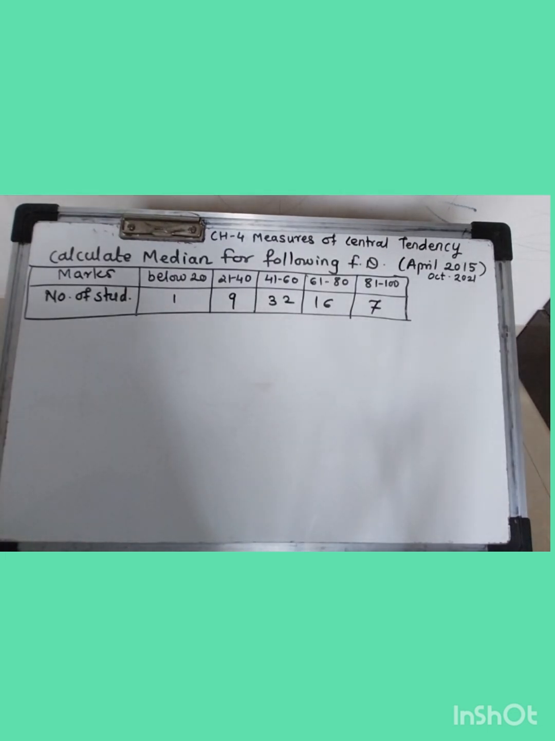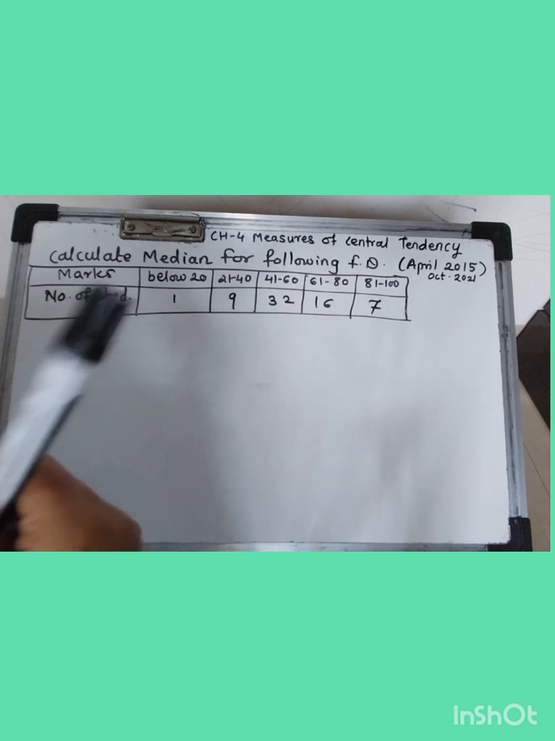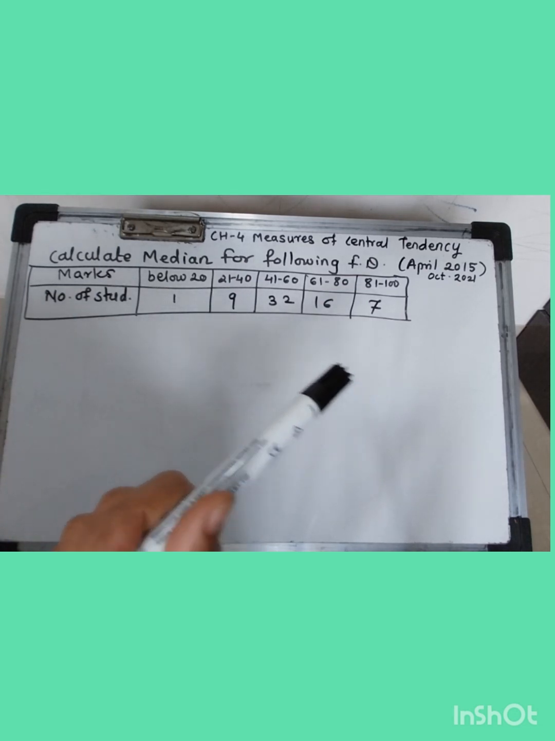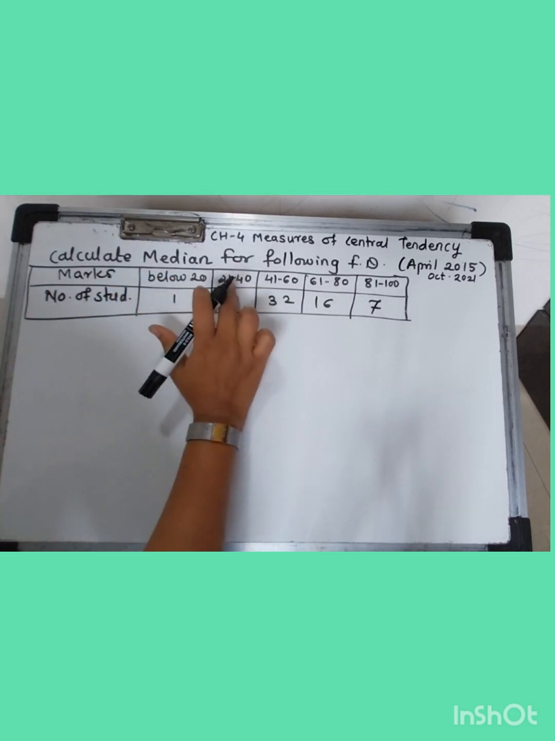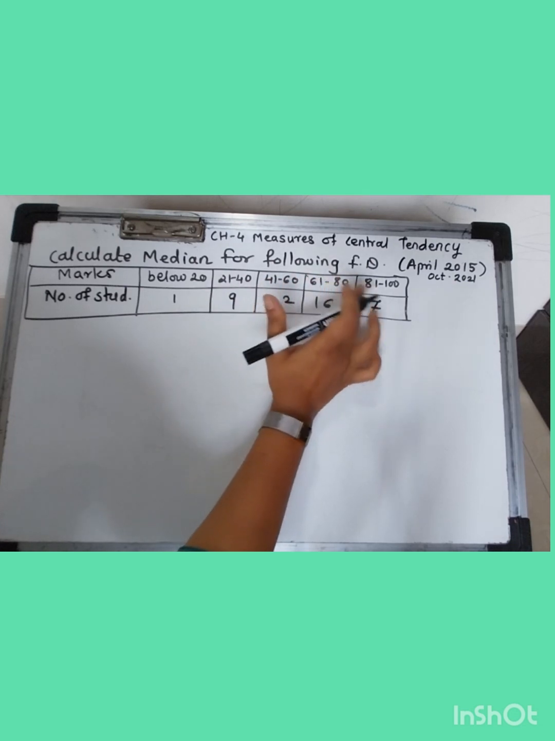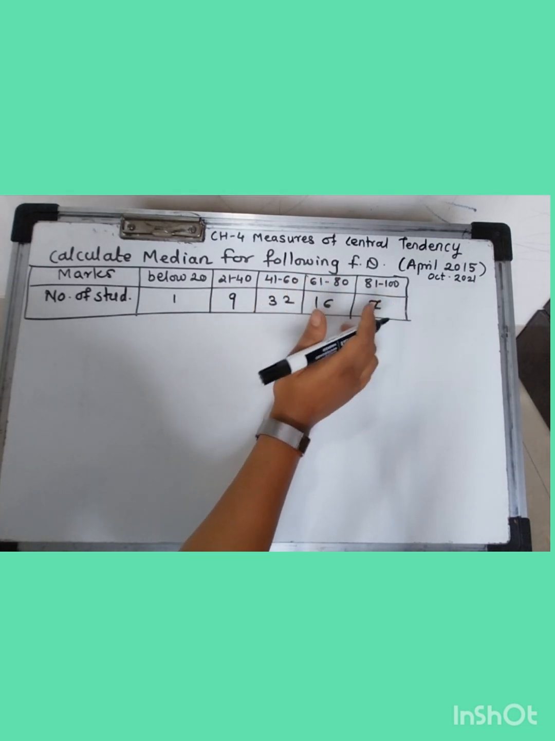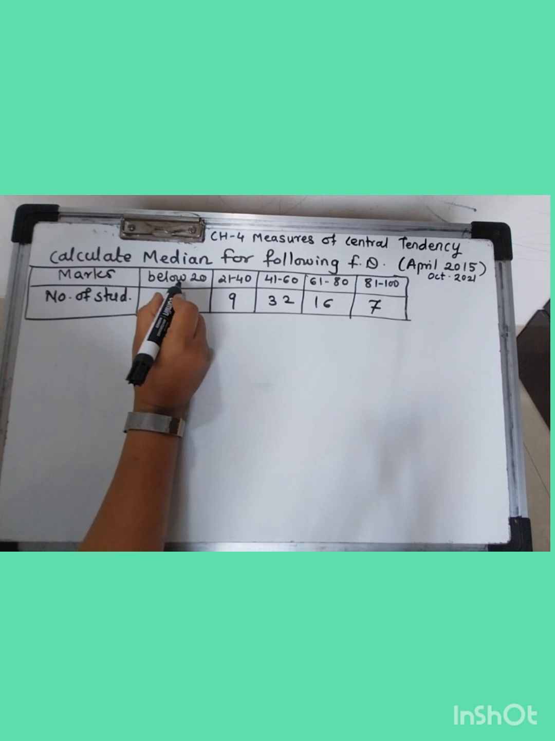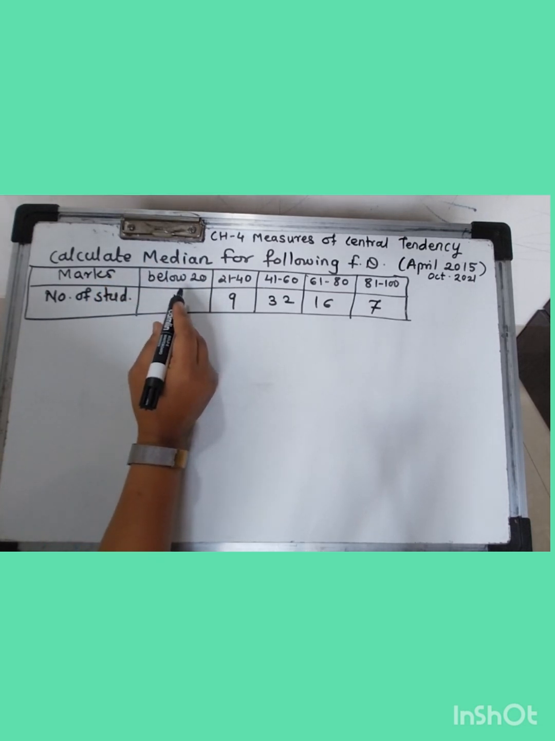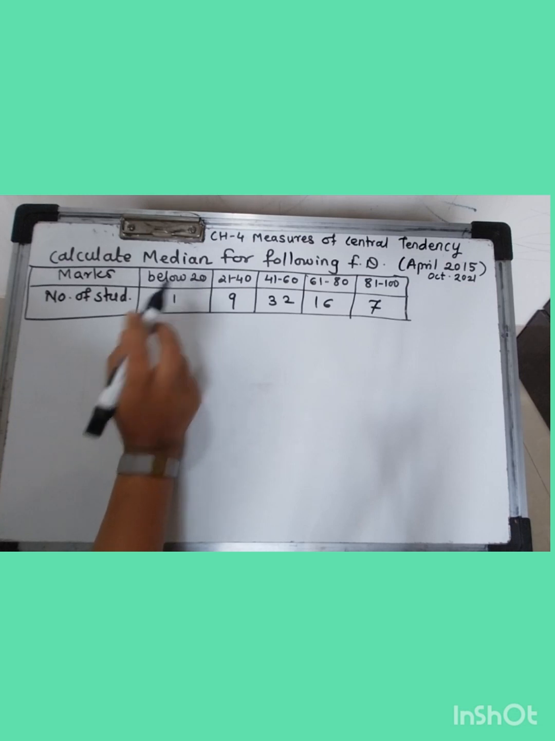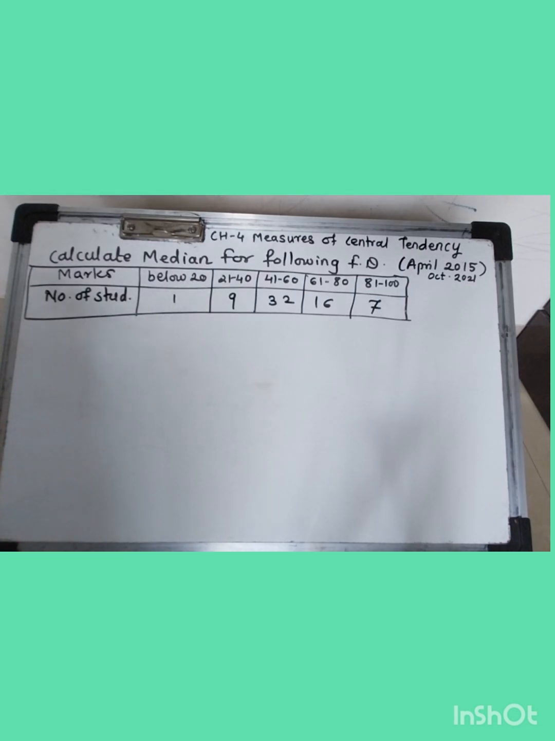Okay, this is the example. Calculate the median for the following frequency distribution. It was asked in the exam April 2015, October 21. Marks: below 20, 21 to 40, 41 to 60, 61 to 80, 81 to 100. Below 20 is the open end class. So we can find the median for an open end class, but we can't find the mean for an open end class.